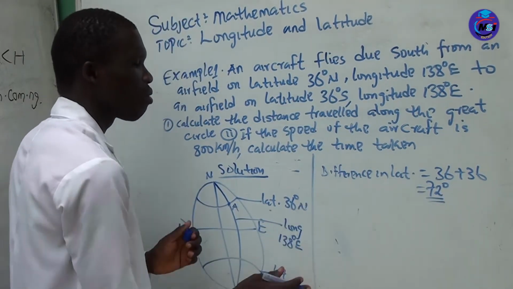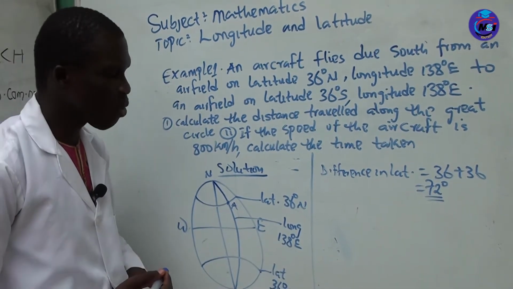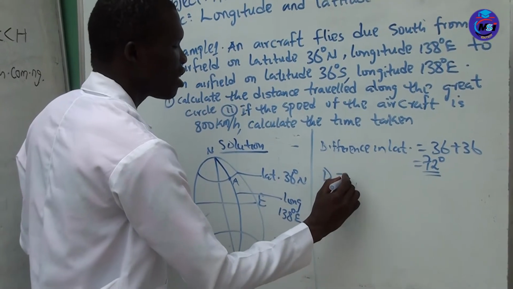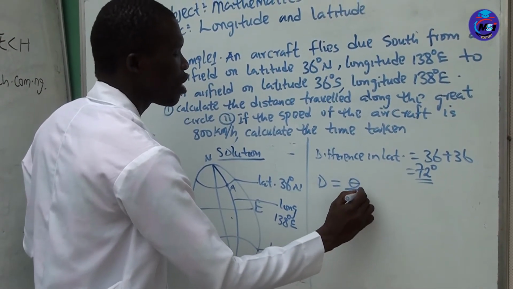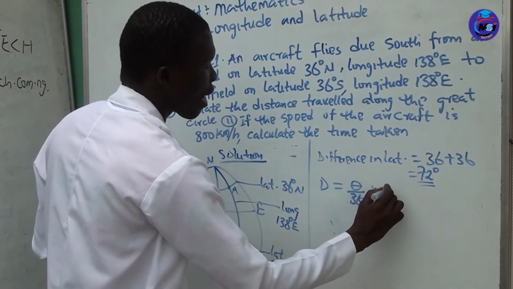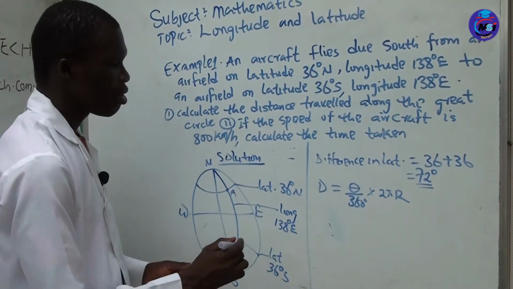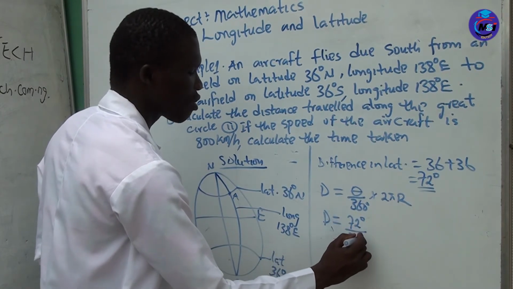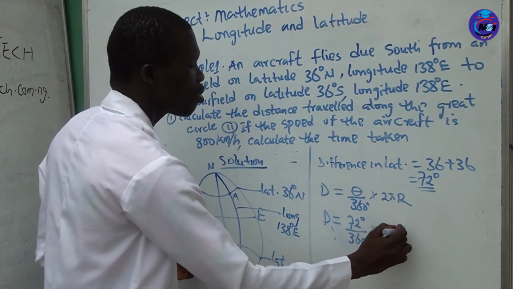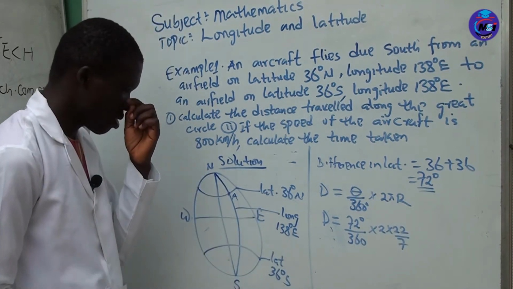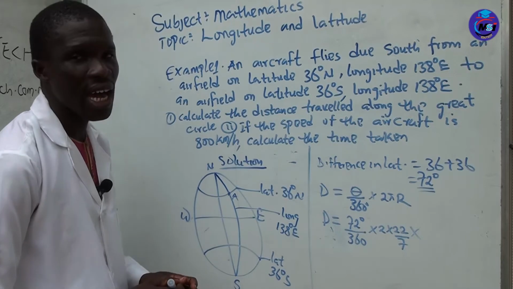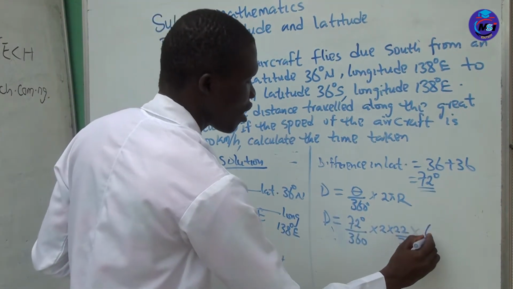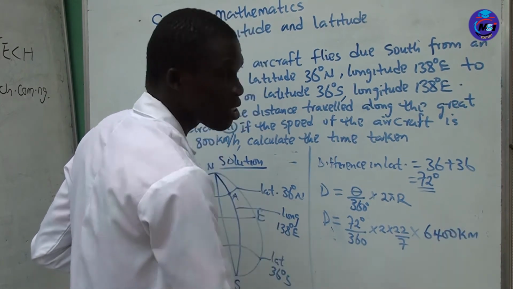Okay. Now, we've gotten the difference in latitude. The next thing to find now is the distance along the great circle. So what is the distance? Distance equals theta over 360 multiplied by 2 pi r. Okay. Now, remember that our theta is 72 degrees divided by 360 degrees multiplied by 2 times 22 over 7. Remember, pi is 22 over 7. And what is the value of our r? Can you just remind me? Okay. The value of our r is 6,400 kilometers, which is the radius of the earth.